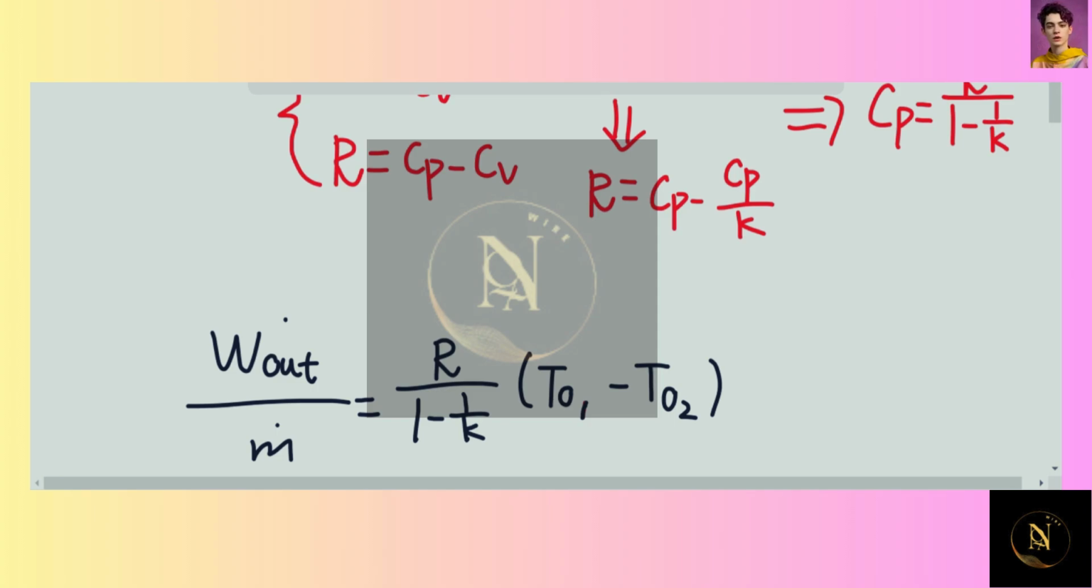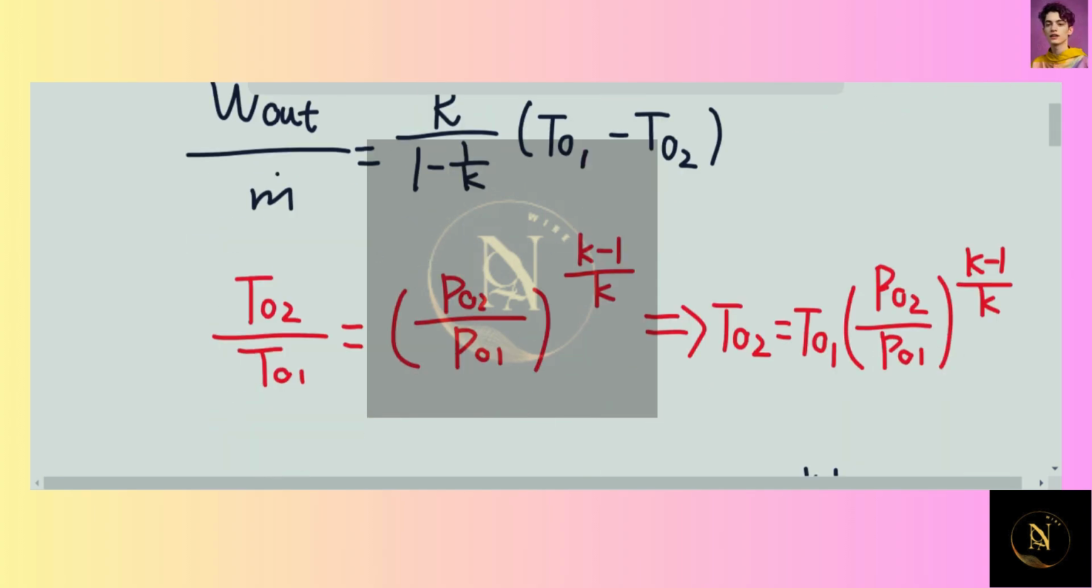Since the process is assumed to be isentropic, the relationship between the initial stagnation temperature and the final stagnation temperature can be expressed as T02 over T01 is equal to P02 over P01 to the power of K minus 1 over K. So eventually T02 can be expressed as T01 times P02 over P01 to the power of K minus 1 over K. We know P02 here is the final stagnation pressure, and P01 is the initial stagnation pressure.